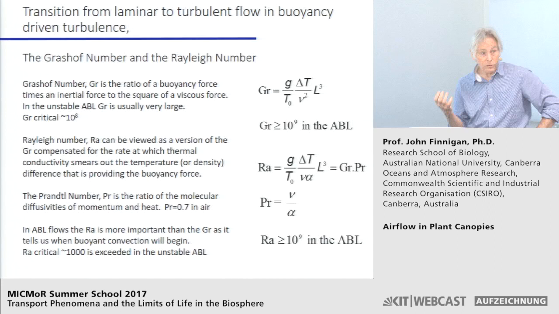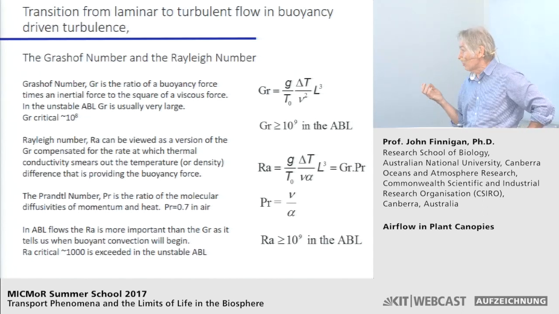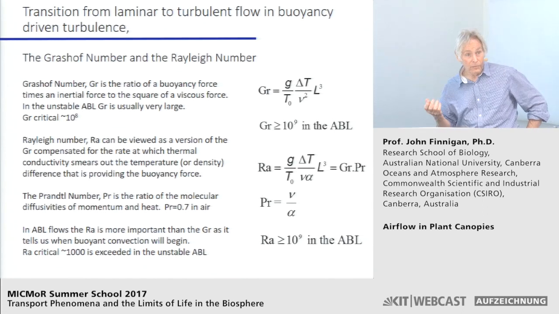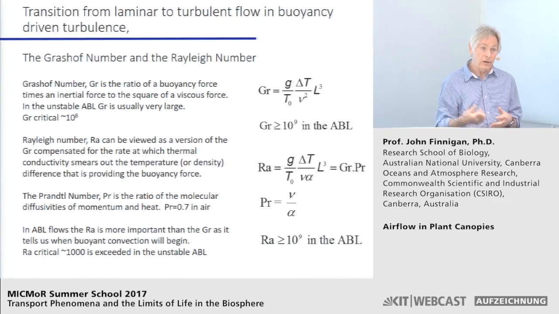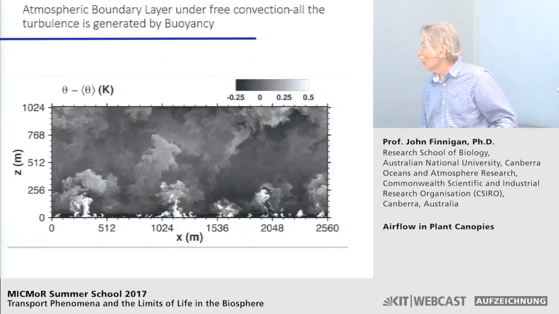It tells us when buoyant convection will begin. The critical Rayleigh number is around 1,000. In the atmosphere, the actual Rayleigh number is about 10 to the 9. So if the atmosphere is unstably stratified, then it will also always have some buoyant turbulence augmenting the shear turbulence.